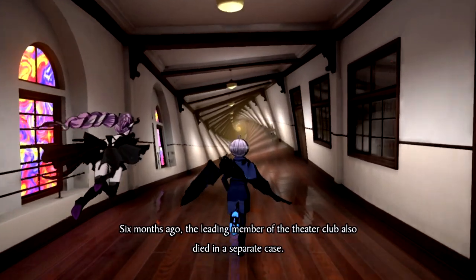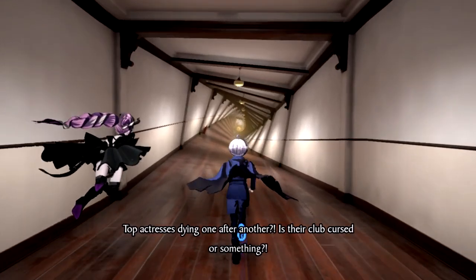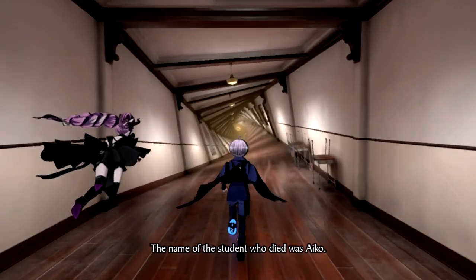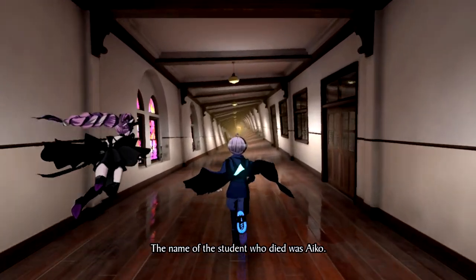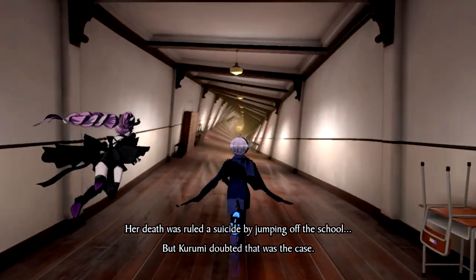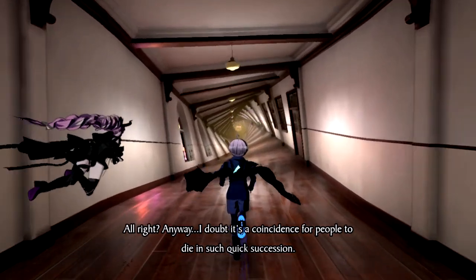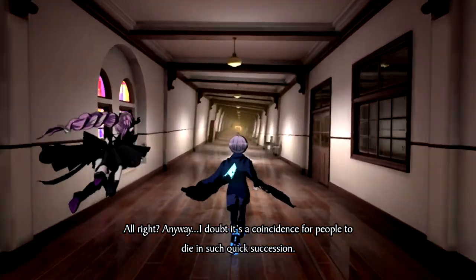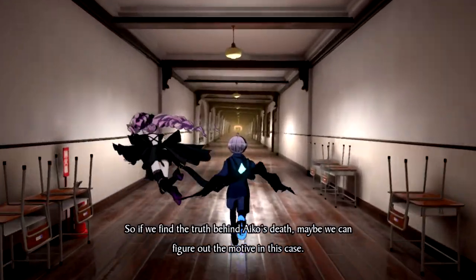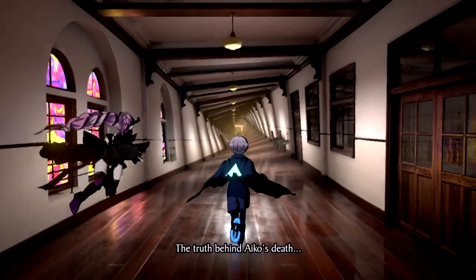You. Six months ago, the leading member of the theater club also died in a separate case. Top actresses dying one after another? Is their club cursed or something? This whole city is cursed. The name of the student who died was Aiko. Her death was ruled a suicide by jumping off the school, but Kurumi doubted that was the case. Kurumi, huh? She's all right. All right? Anyway, I doubt it's a coincidence for people to die in such quick succession. This case may have been triggered by Aiko's death. So if we find the truth behind Aiko's death, maybe we can figure out the motive in this case. The truth behind Aiko's death.